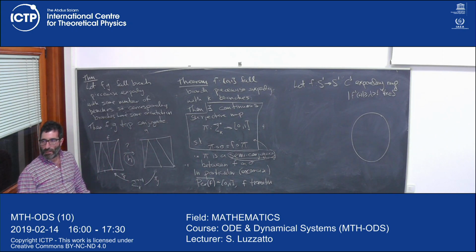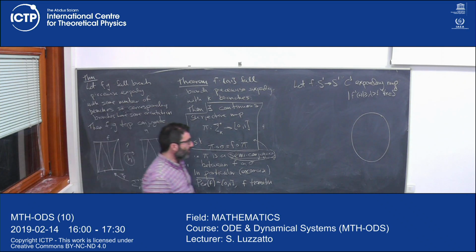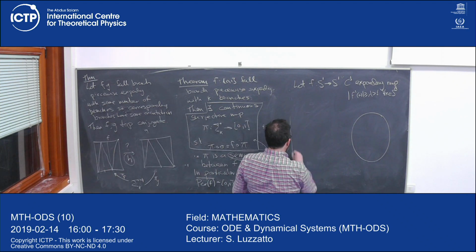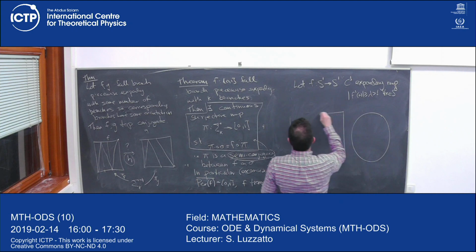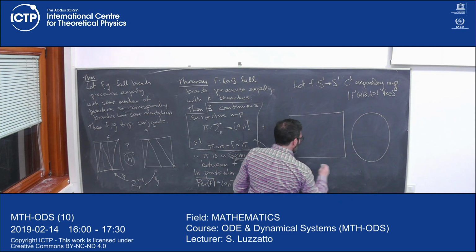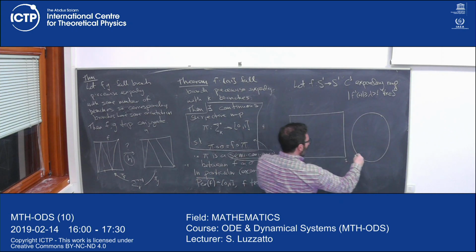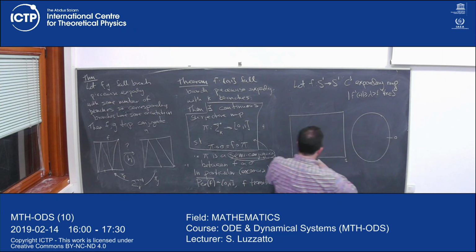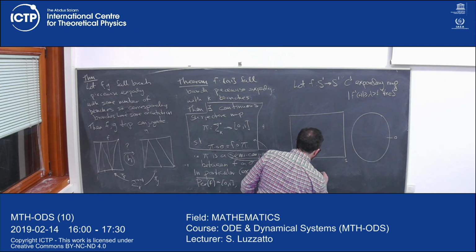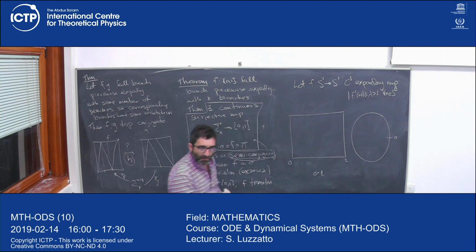So what does a C1 expanding map on the circle look like? What can it look like? Let's try to draw a graph. Let's think of this as the circle. So we cut the circle at some point, 0, right? We cut it out, so 0 is identified with 1. That's what makes it a circle.